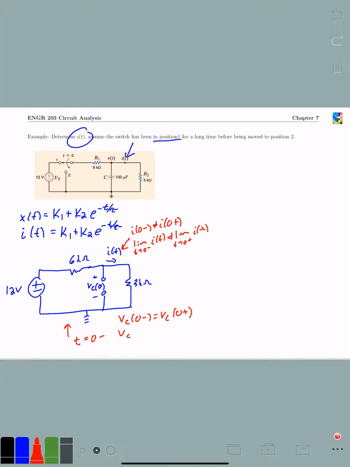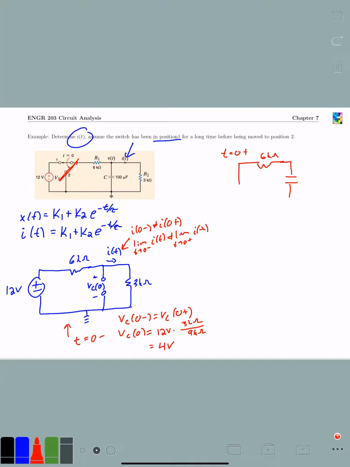And so we'll just call that Vc of 0, and this is going to be a voltage divider. It would be the total voltage times the resistance we're at over the sum of the resistances here, and that looks like 4 volts. So that's my initial voltage here. And then what's going to happen is at t equal to 0 plus, the switch has just happened. You don't have the 12 volt voltage source anymore. It connects straight up here. So let's see what that looks like.